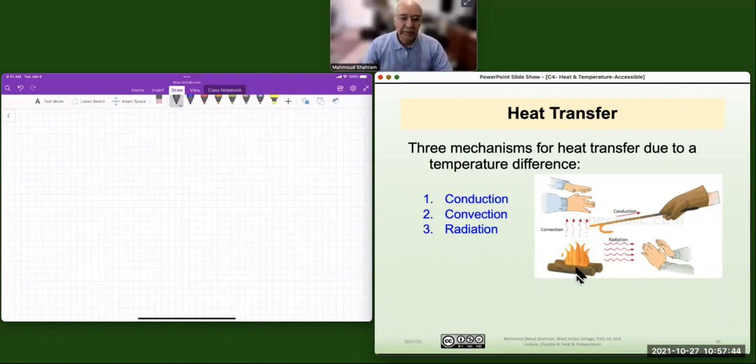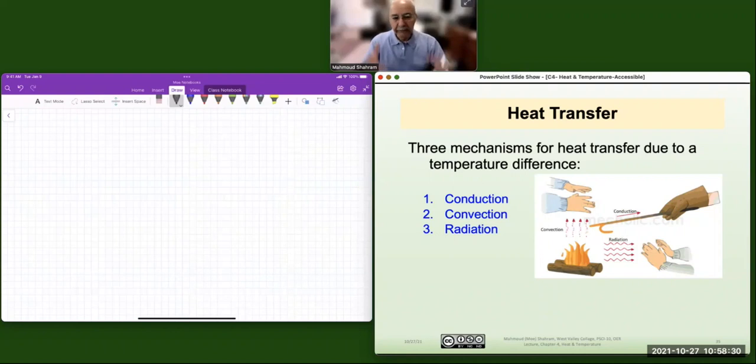When you're near a fireplace, if you have an iron stick, hold it on the fire, soon you feel the heat on your hand. That heat is transferred by the mechanism of conduction, because all the molecules and atoms here, they heat up and they send that energy to the next atom and the next molecule and so on until it gets to your hand very quickly. So that's a conduction mechanism.